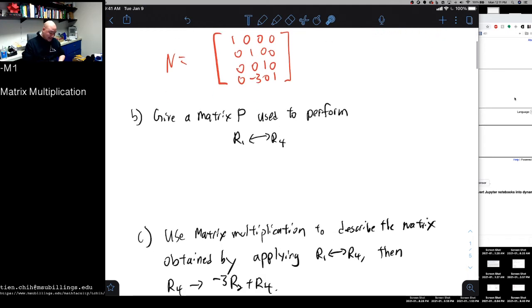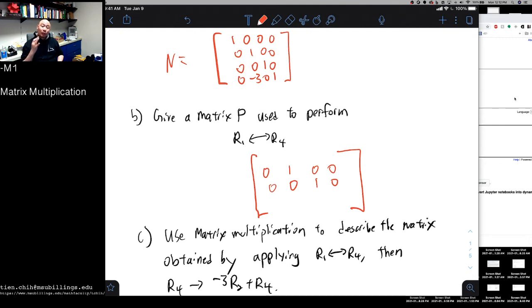Now if we take a look at what P ought to be, so P is the matrix that swaps the first and fourth rows. So if we want to swap the first and fourth rows, once again we observe that that would mean the second and third rows do not change. And that means that I can use the identity matrix's second and third rows to represent P not changing the second and third rows.